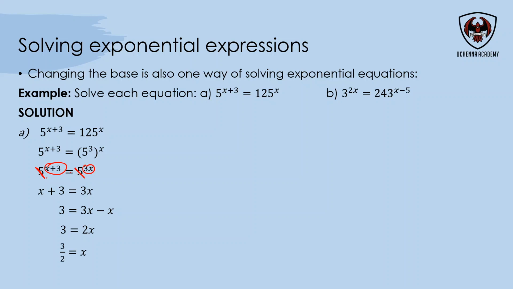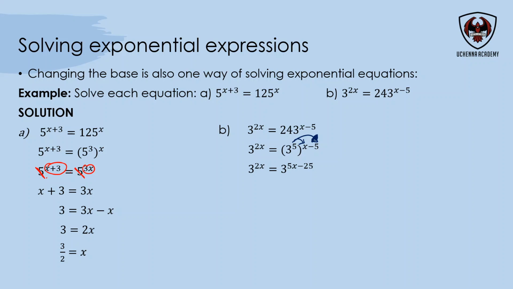In example B, I've got 3 to the exponent 2x equal to 243 to the exponent x minus 5. On the right side, I can rewrite 243 as 3 to the exponent 5. And as soon as I do that, I can, again, multiply 5 with x, but then also 5 with negative 5. And make sure that you do that. That's something that people will often forget. And on the right side, I'll end up with 3 to the exponent 5x minus 25.